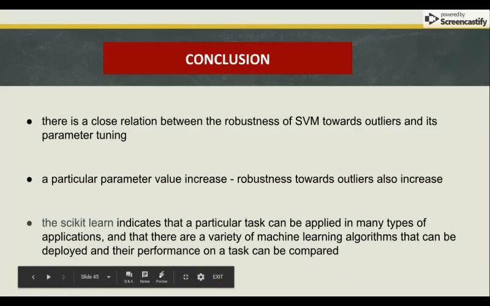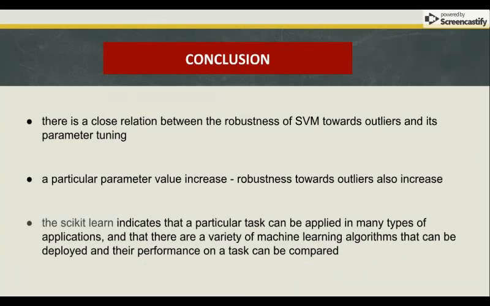So to conclude question 5, we can conclude that there is a close relation between the robustness of SVM towards outliers and its parameter tuning. Secondly, when a particular parameter value increases, which in this case is the C parameter, it will increase the robustness of SVM towards the outliers.